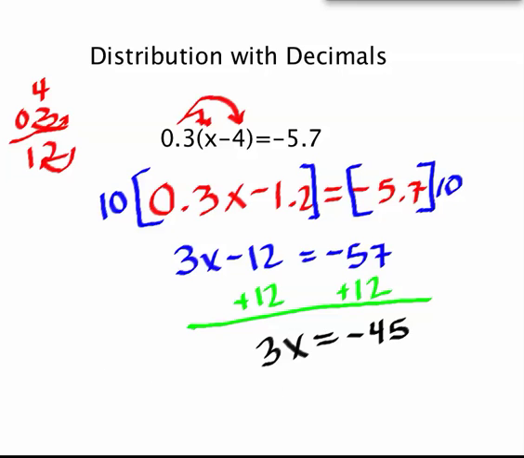One step away from solving this problem, which we will have to divide both sides of this equation by 3. And our final answer will be x equals, and because I've done math for so long, I know that 45 divided by 3 is 15. So x will equal a negative 15.